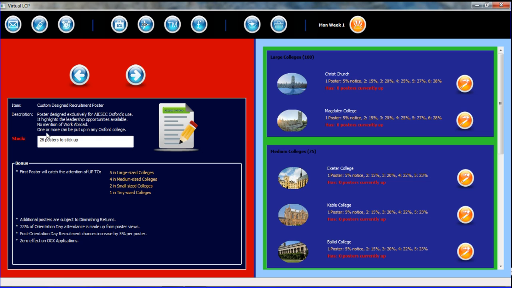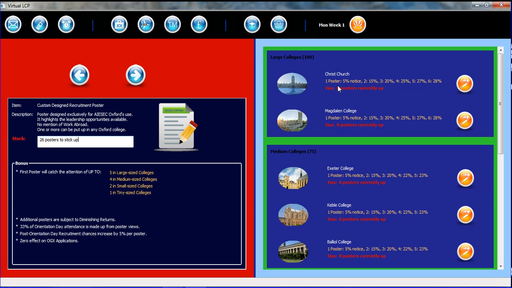Now colleges are, well, if you're from a university, best maybe to think of them as different halls of residences. Each of them form part of the University of Oxford, and our members will come from any of these. So if we put posters up in every one of them, we should attract quite a few members. But obviously the larger colleges are a better investment. So let's see, 1, 2, 3, 4. Has 4 posters currently up.